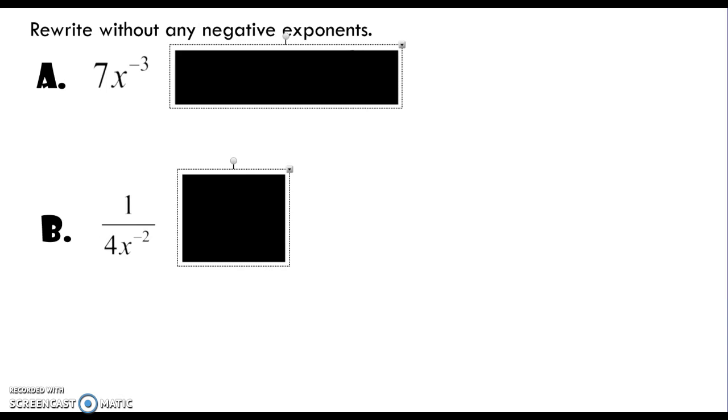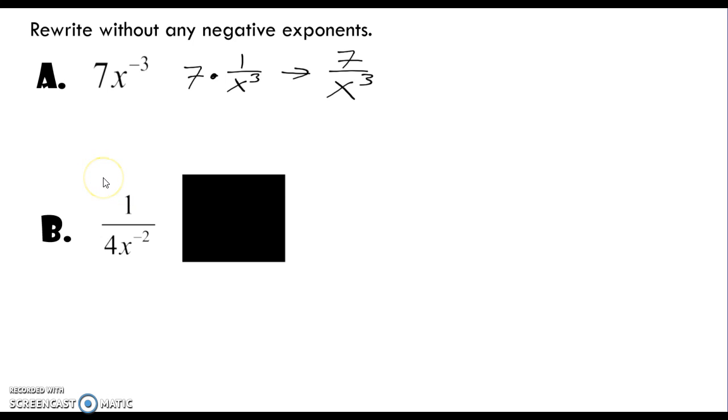All right, so we've got a couple of practice problems here. Just a couple of things I would like to point out to you. First of all, on this example, x has the negative 3 exponent, not the 7. So you do not raise 7 to the negative 3rd. X can be rewritten as 1 over x to the 3rd, and then multiply by 7, giving us 7 over x to the 3rd. The same holds true down below on b. This negative 2 is only on the x itself, not on the 4.